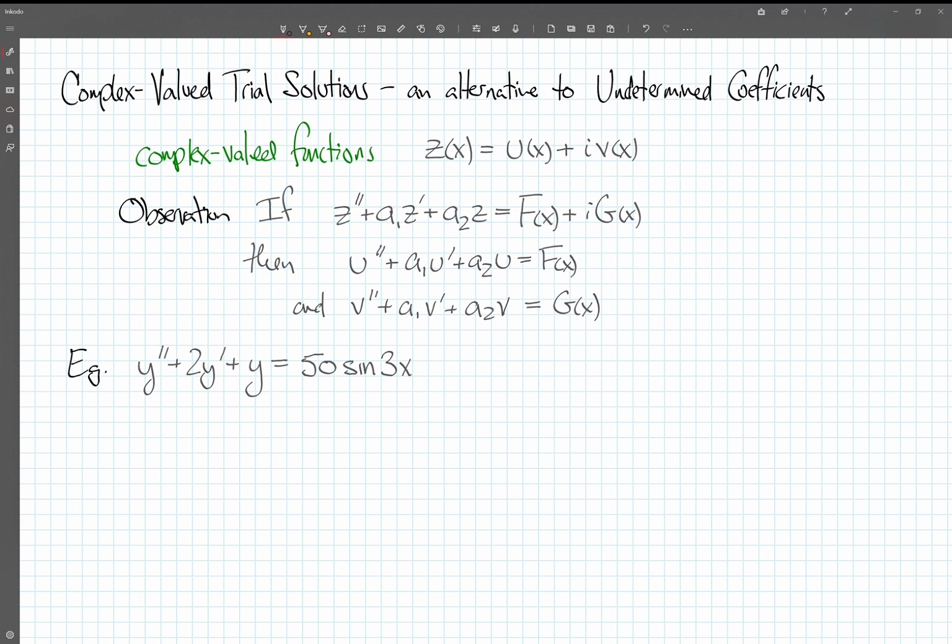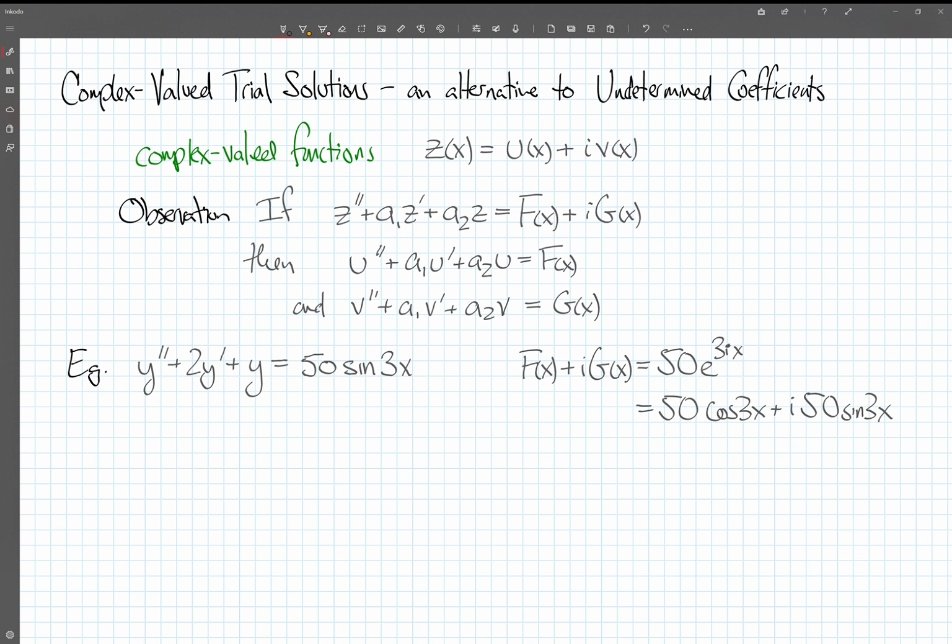Okay, so y double prime plus 2y prime plus y equals 50 sine 3x. That is a real differential equation, right? Everything inside is a real number. If you look at 50 times e to the 3ix, that's going to be 50 cosine 3x plus i times 50 sine 3x. So you can see that our right-hand side is the imaginary part of a function we know and love.